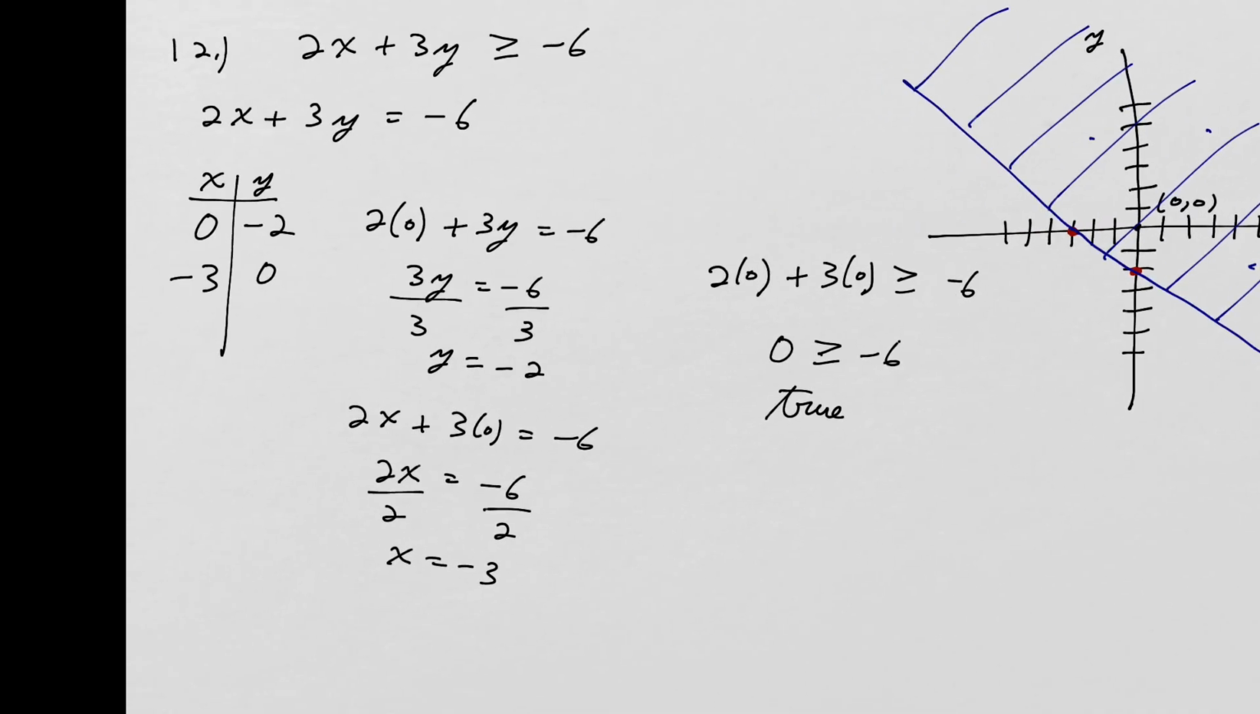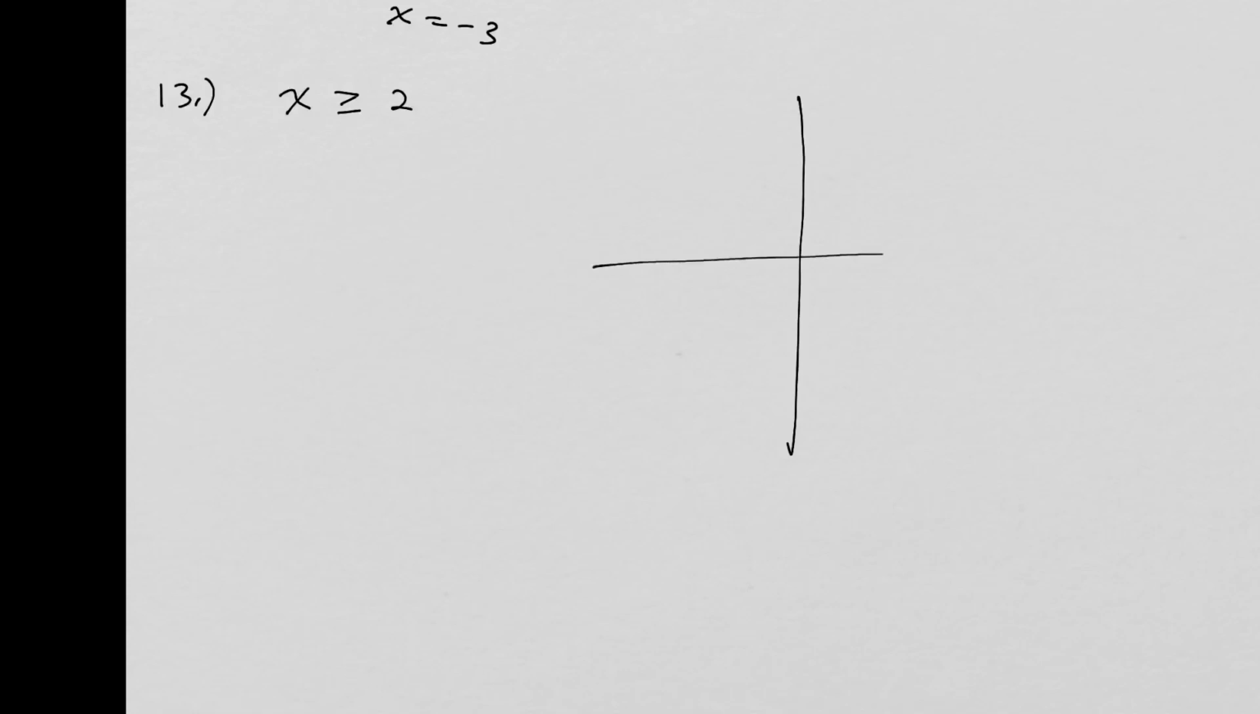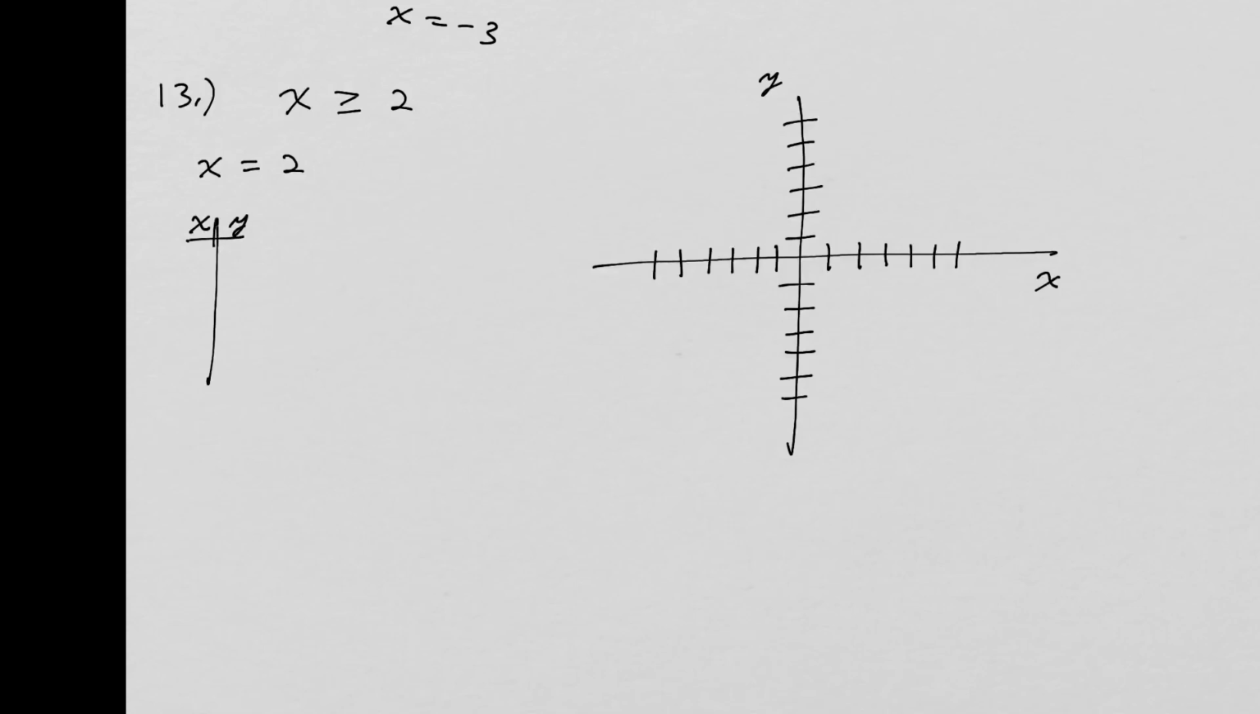Okay, 13. So again, graph this linear inequality. So here's my Cartesian coordinate system. X, Y. Okay, make the inequality an equal sign. So I have x equals 2. And make a little table. But you should recognize that this is one of our special lines, right? Remember, whenever you have x equals a constant, that's going to be a vertical line.